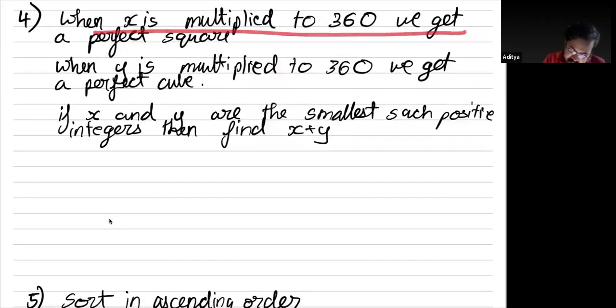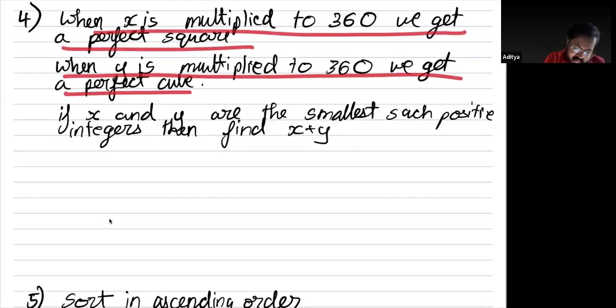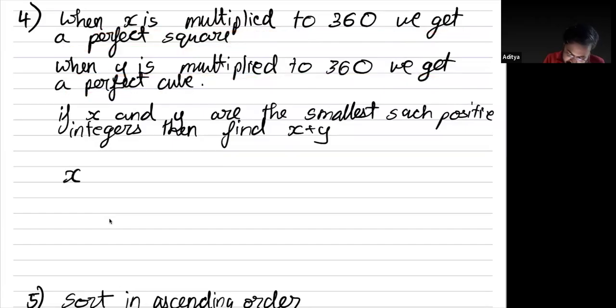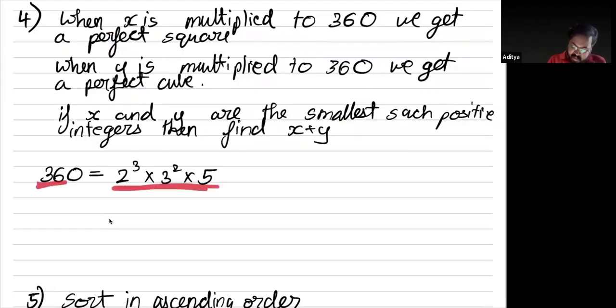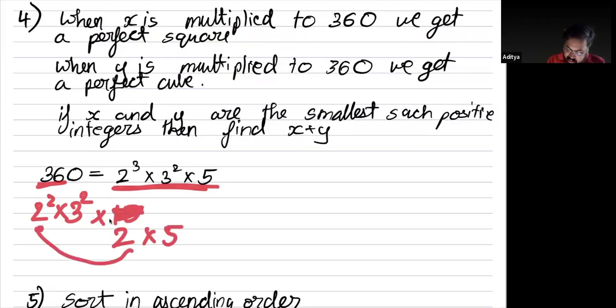X multiplied by 360 gives a perfect square. Y multiplied by 360 gives a perfect cube. So first of all, we'll write what 360 is. Its prime factorization is the most important stuff. 360 is equal to 2 cube times 3 square times 5. Just confirm this once. 360 can be written as 2 square times 3 square, and to that you multiply 10, which is 2 times 5. So you combine this, and 5 is remaining as it is.